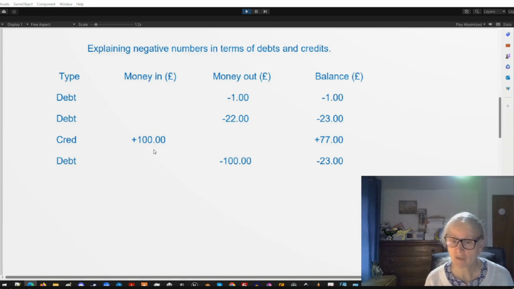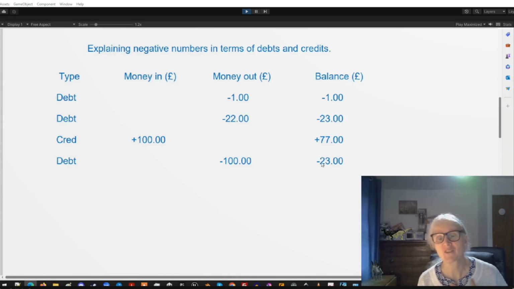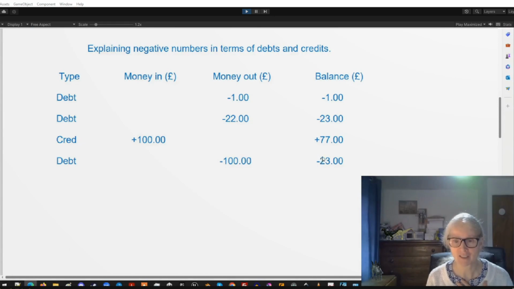Then they put £100 in and they've got a positive bank balance. And that's how people talk about it. They say, I've got a positive bank balance. Oh no, I'm getting a negative bank balance. So it's very much in the language of negative numbers when people have debts and credits. Then this person has taken out another £100 and they've got a bank balance of -23. And that means they owe the bank £23.